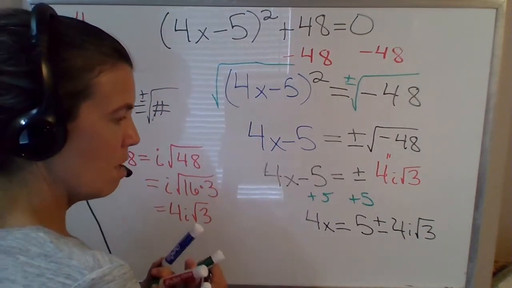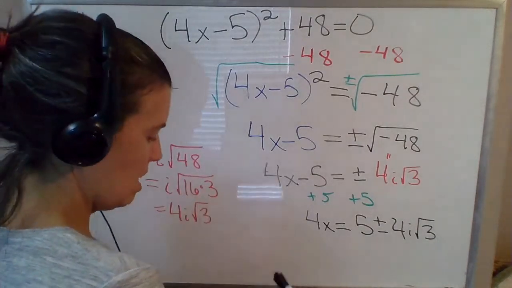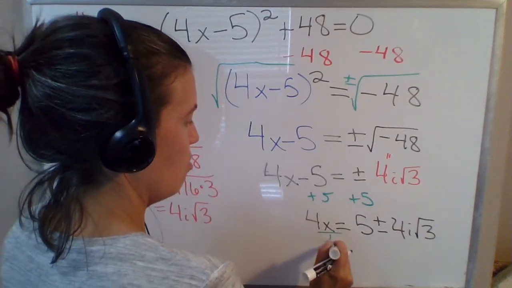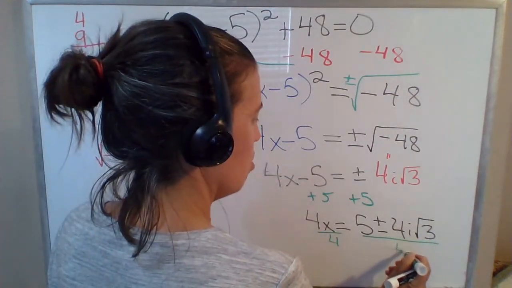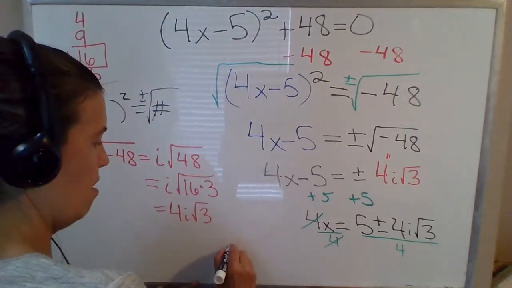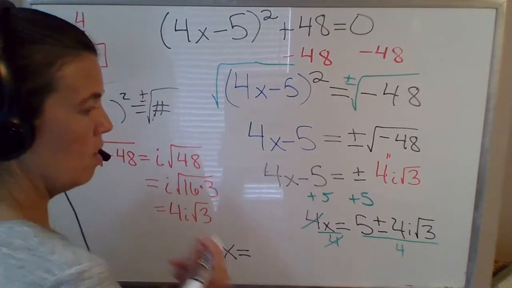And then last step, in order to isolate the x, I can divide both sides by 4. So that'll get the x by itself. I'll write the final answer over here.